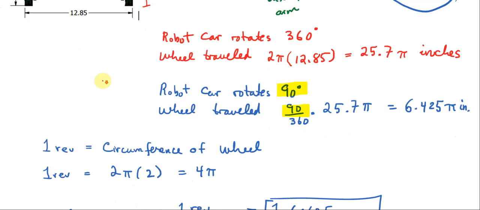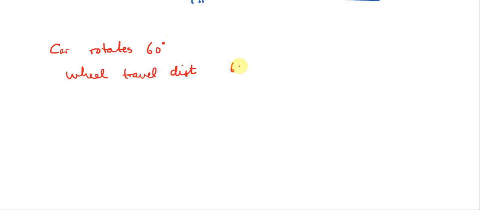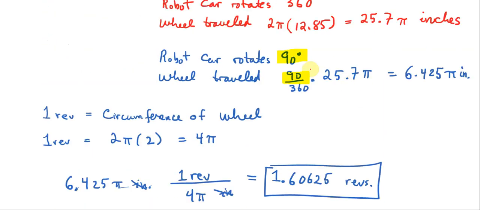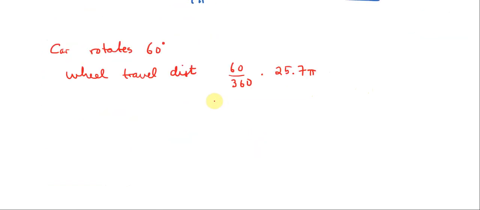So if the car rotates 60 degrees, then the wheels will travel a distance of 60/360ths times 25.7 pi inches, because that's what we had last time. If you want the car to rotate 90 degrees, we use 90 over 360. And now, if we want the car to rotate 60 degrees, we just use 60 over 360, or 1/6.